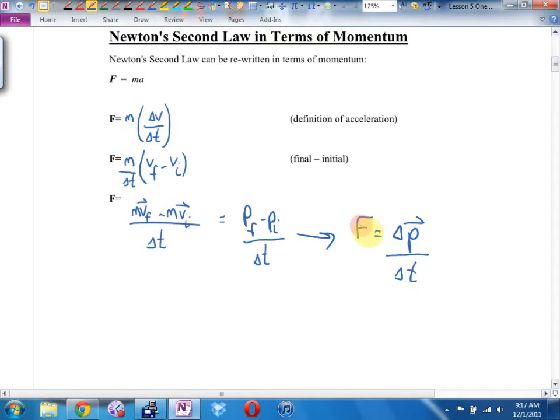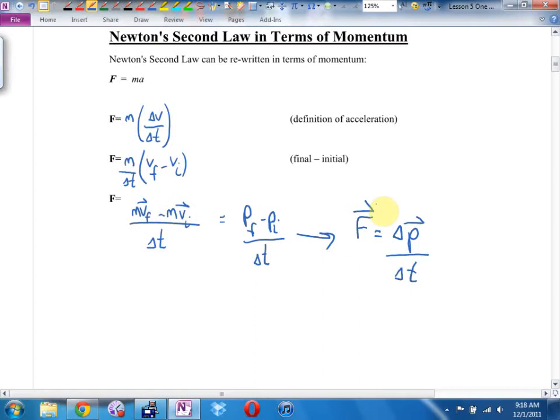A force changes an object's momentum for as long as that force is acting. Big deal. Actually, in many ways, that's a much more useful, more complicated, but much more useful version of F equals ma. In particular, this is going to allow us to analyze collisions. Car crashes, curling collisions, hockey collisions, lots of good stuff. I'm going to add the vector on the force as well, because direction, direction, direction.